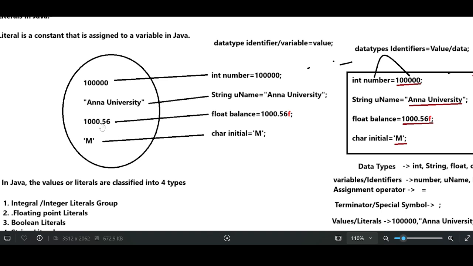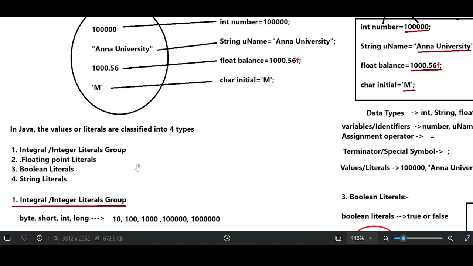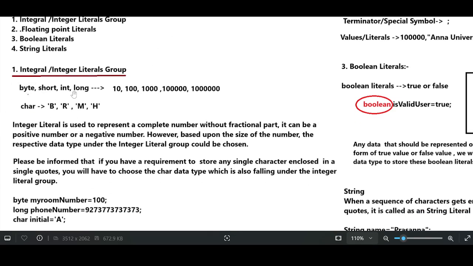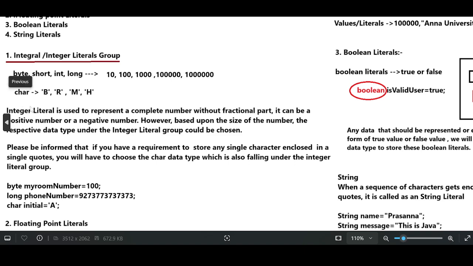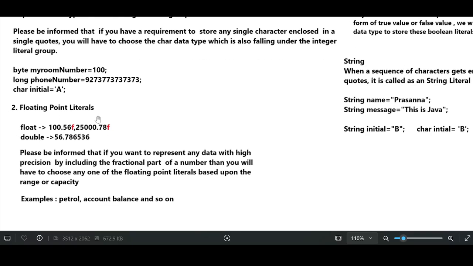1000.5656 is a floating point value. This is a floating point literal, and m is a character. It is a character literal, right? So again, they are classified into four types. You discussed this yesterday. The first one is integral or integer literal groups, floating point literals, boolean literals, and string literals. The data types under the integer literal groups are byte, short, int, long, and in addition we have char. We have discussed these things very clearly yesterday.